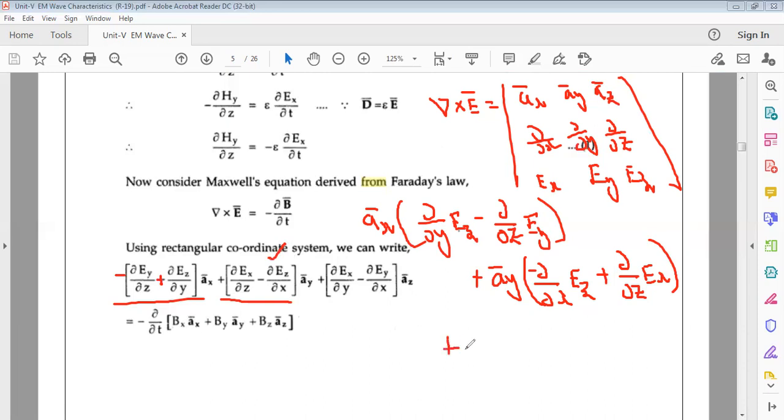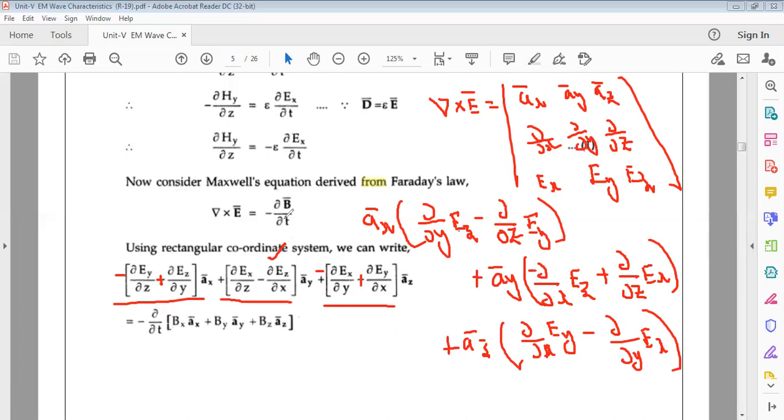And the third term, az bar is multiplied by the coefficient of these four terms: dou by dou x of Ey minus dou by dou y of Ex. Got it, my students? Into az bar. And here see dou Ex by dou y minus dou Ey by dou x. Here also it is a plus, and this one you can keep the minus, into az bar.